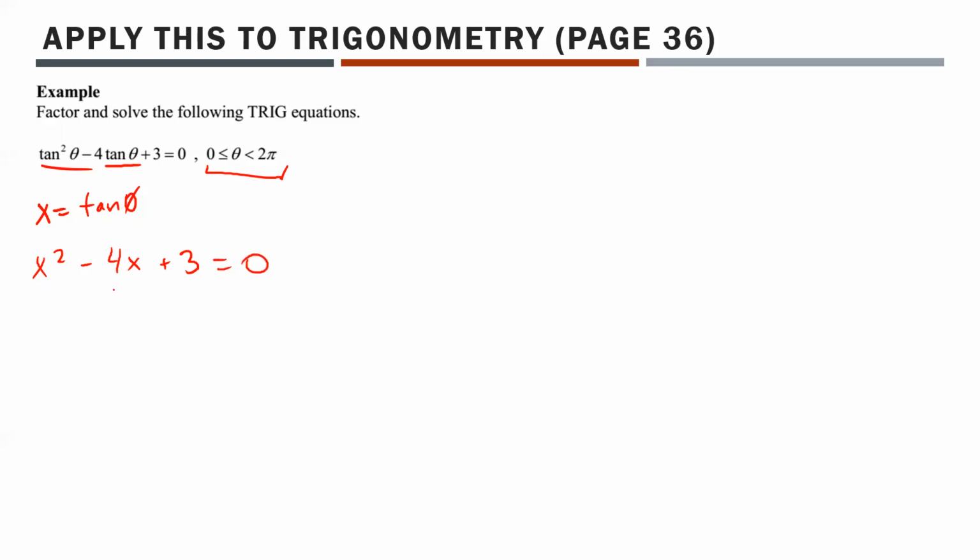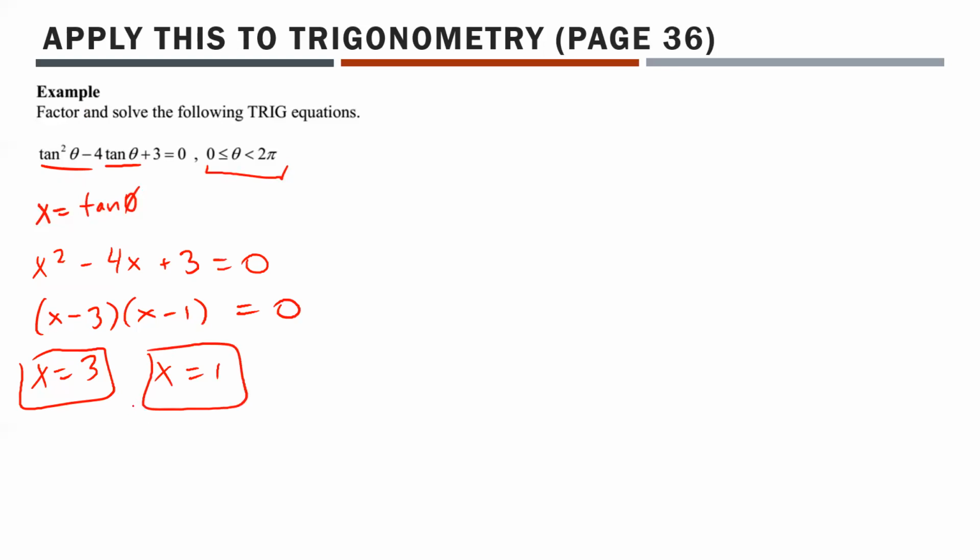This now looks like a normal sum-product rule question: two numbers with a sum of -4 and a product of +3. Well, that'll be -3 and -1. So we'll go x minus 3 times x minus 1 equals 0. So this means either x equals 3 or x equals 1. Now, as nice as it would be to just leave that there, we can't, because remember, x is tan theta. So for x equals 3, tan theta therefore needs to equal 3. And for the other one, x is 1, so tan theta needs to equal 1.